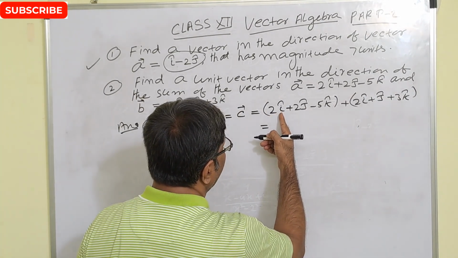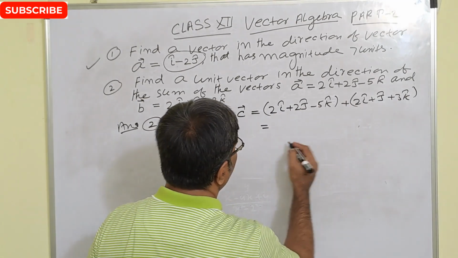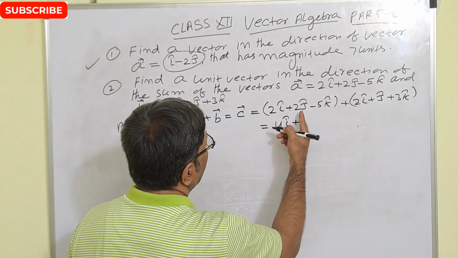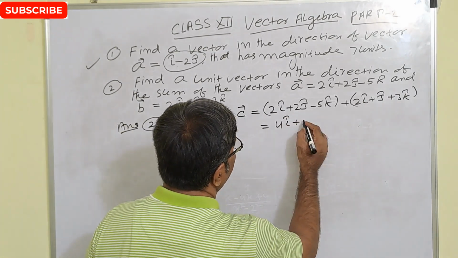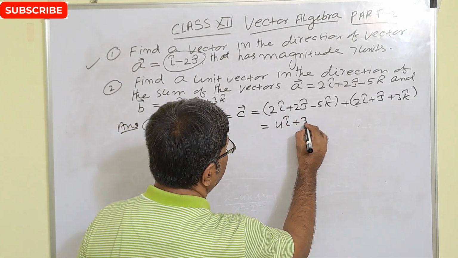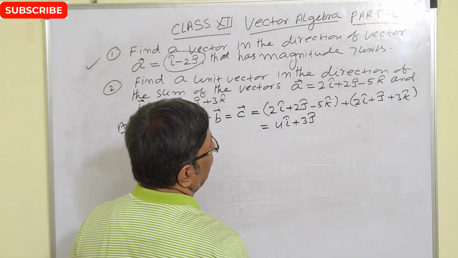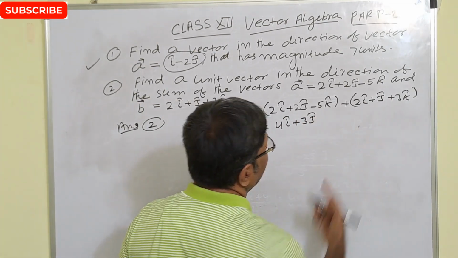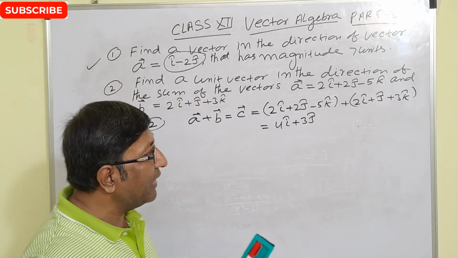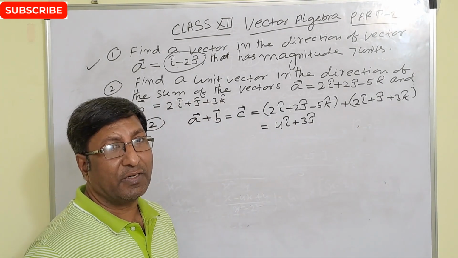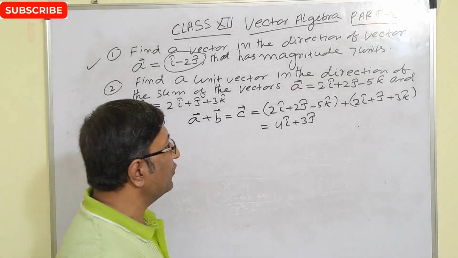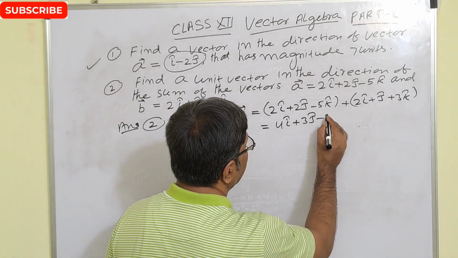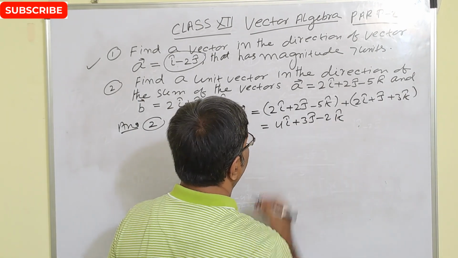So C vector equals: 2 unit vector i plus 2, that is 4, so this is 4 unit vector i. Here 2j and here j, so 2j plus 1j is 3, so 3 into unit vector j. Here minus 5k unit vector plus 3k unit vector, that is minus 2, so minus 5k plus 3k is minus 2k unit vector.